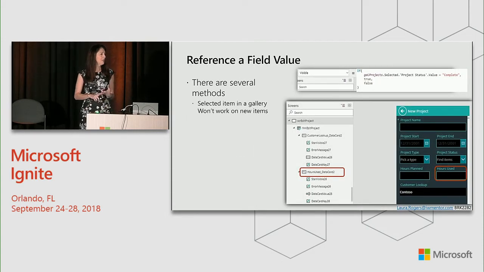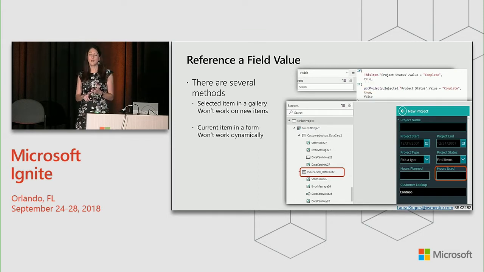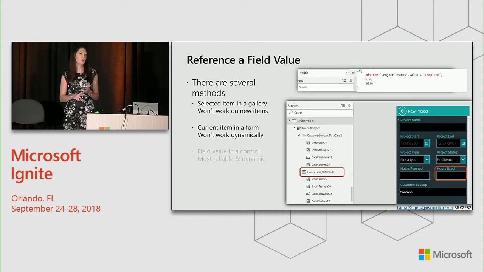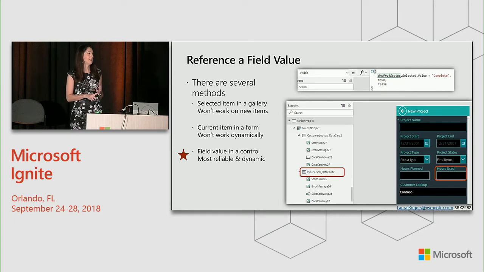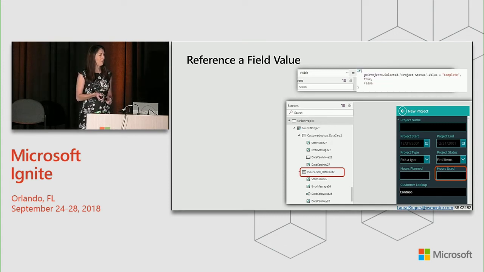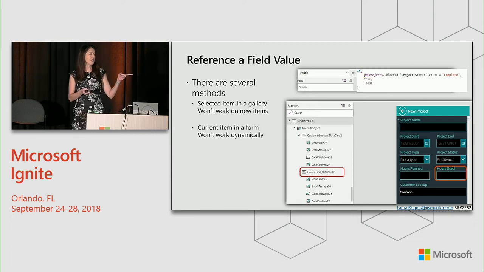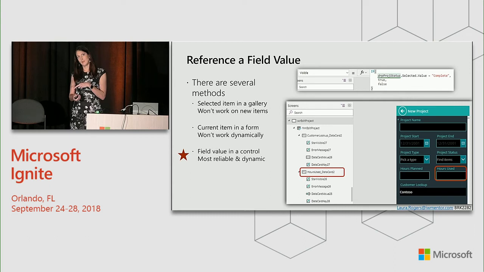All right, so now this next concept, we talked about the visibility property, so this next concept is how to reference a field value. When I reference a field value, there are several methods. I can look at the selected item in a gallery, but that won't work on new items. So I can say, which item am I currently looking at?